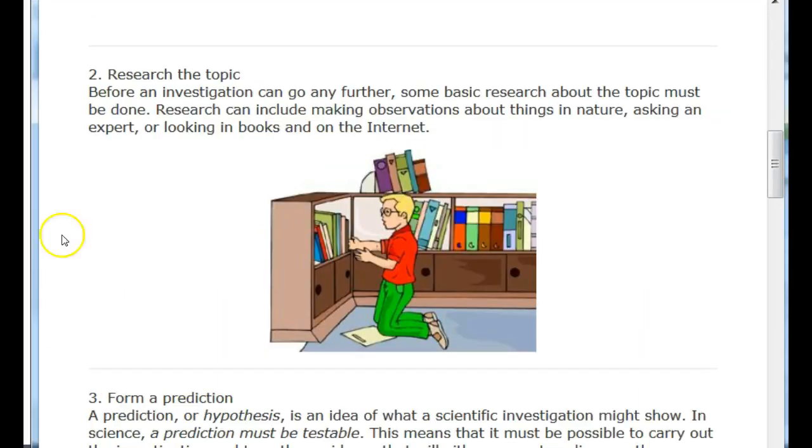The next step we would do is research the topic. There's many ways that you can research a topic. Maybe you have a book already on hand, or maybe you can use the internet to search. Find out information about the topic you're trying to answer a question for.